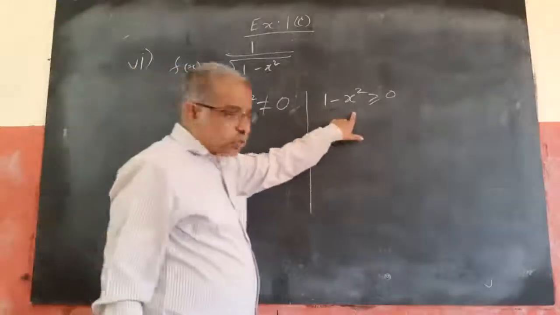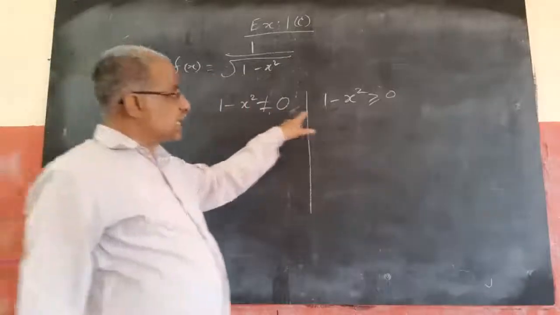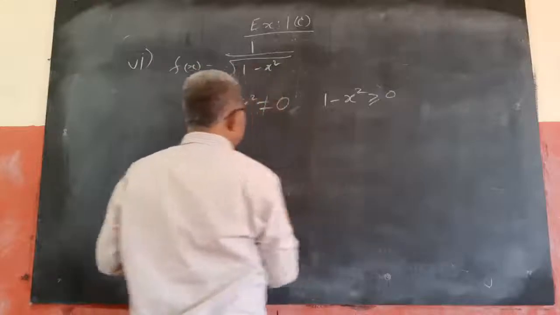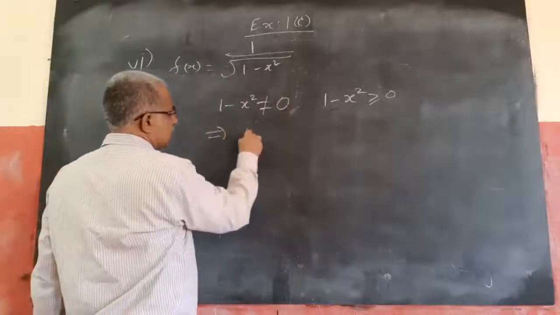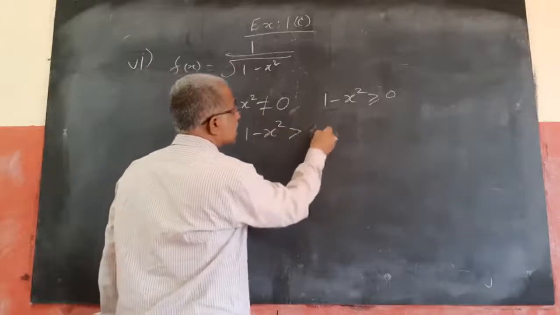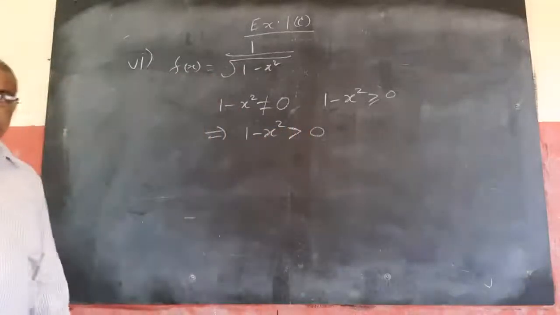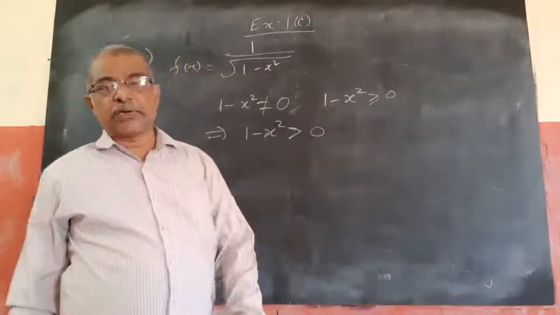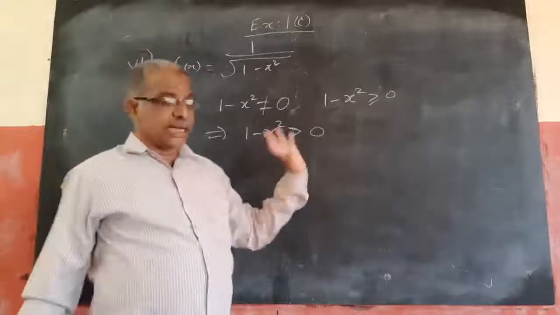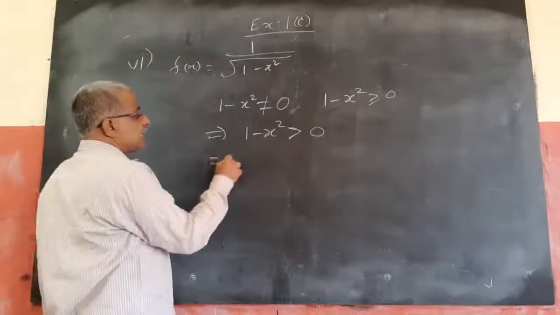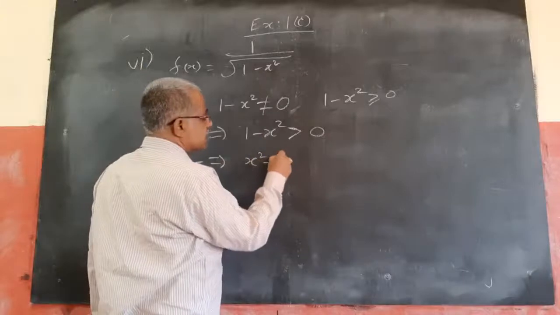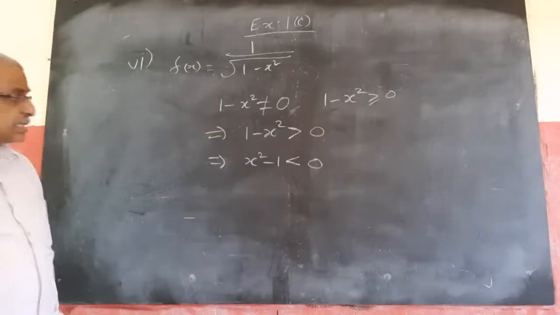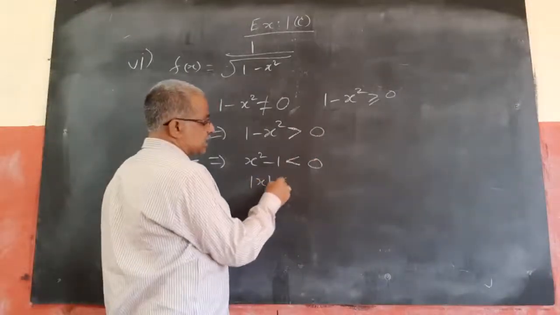By combining these two, if you observe, this is not equal to 0, this is greater than or equal to 0. If I take greater than 0, both can be merged together. So instead of writing two things, I will write at a time 1 minus x square greater than 0, which is nothing but not equal to 0 as well as greater than or equal to 0. So automatically it is simply greater than 0. If I take minus common, the inequality will change, meaning x square minus 1 less than 0, which is nothing but mod x less than 1.